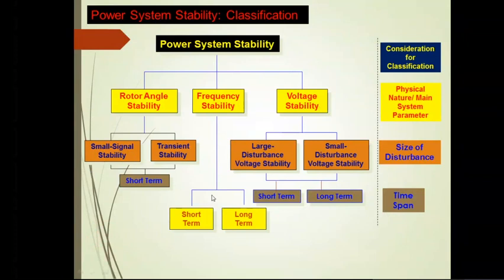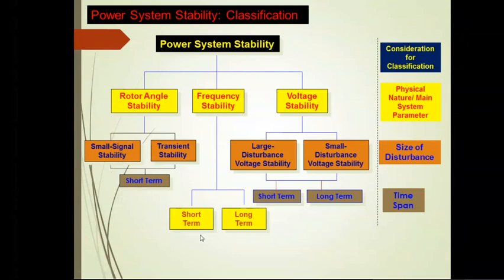And thus, the last category that we consider for further classification of these stability types is the time span. For rotor angle, it is short term, because rotor angular separation between the bus voltages can take place in a fraction of 2 seconds, 3 seconds, or 4 seconds. And thus, we are not interested in long-term stability, because instability takes place in 2 or 3 seconds only. We are interested in rotor angle stability analysis just for a small duration.